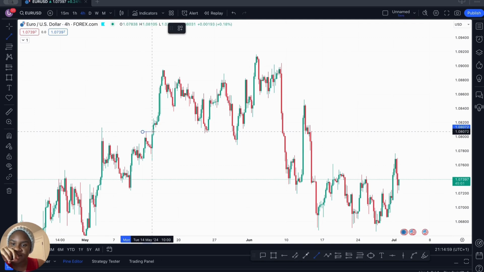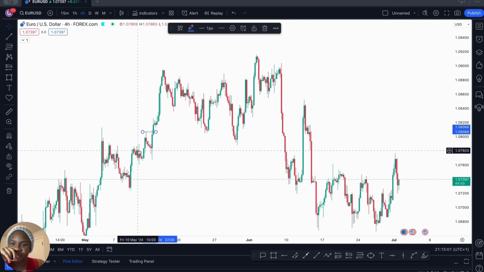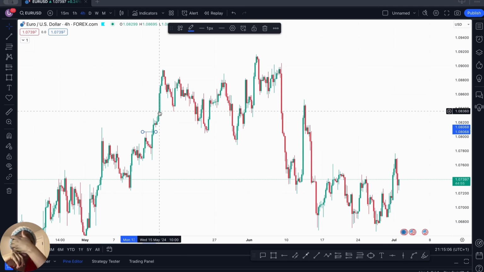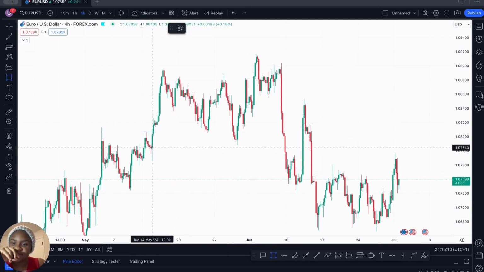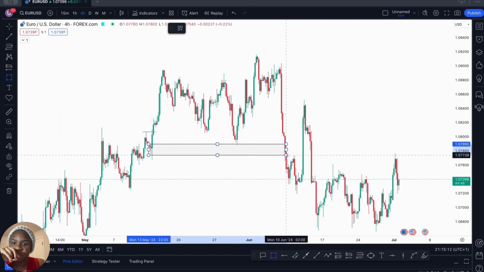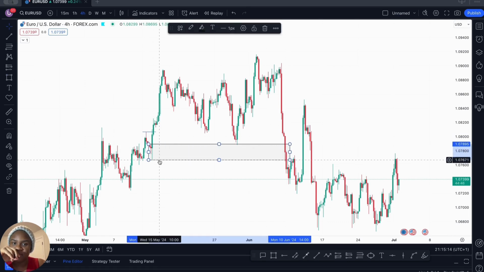But if you look inside here, there was a break of structure here. Higher high, higher low, higher high. Can you see that now? There was a break of structure here, making this last bearish candle a form of an order block. Can you see that there? That is what we know as our break of structure for a bullish scenario.